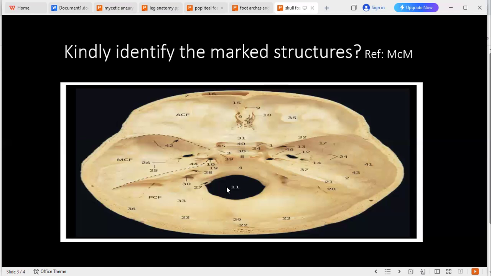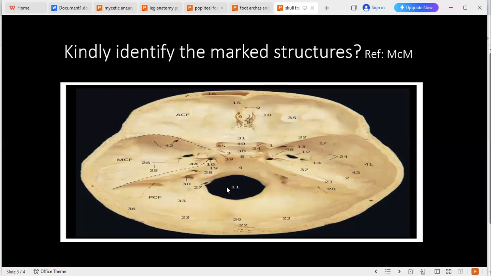Okay, we'll come back to that one later. Okay. All right, please tell me what are the tumors of the posterior cranial fossa? Medulloblastoma. Yes. And one more, ependymoma. Ependymoma, yes.